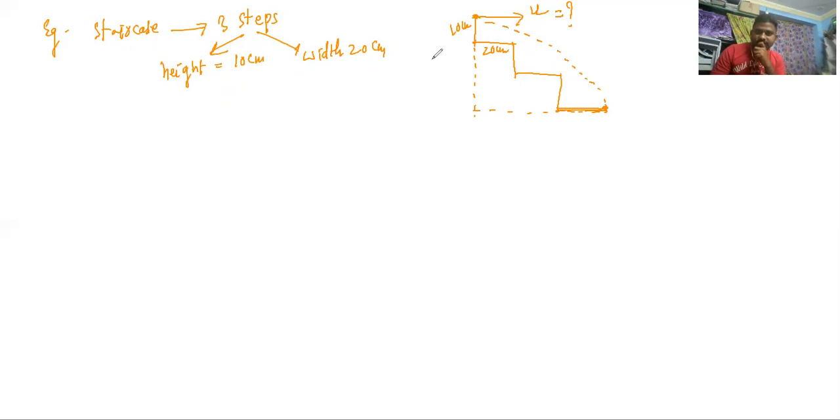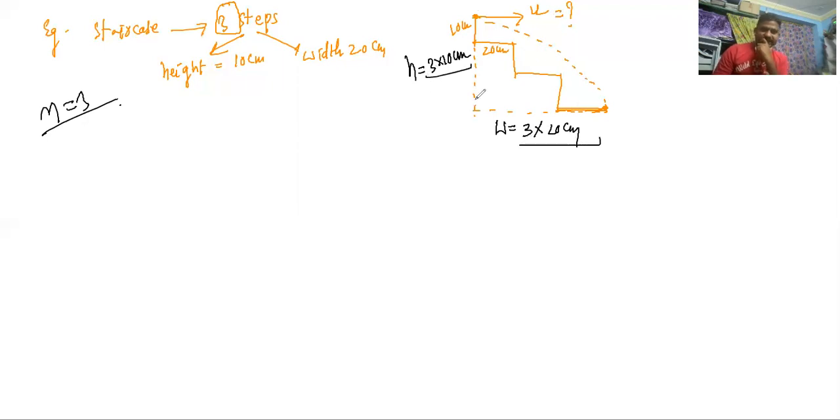Right? So this is n. How many steps here? The number of steps is 3. So the total height is equal to 3 into 10 centimeters. All right. So total width is equal to 3 into 20 centimeters. So this is n into a. Now, you can also count here, 10 centimeters, another 10 centimeters, another 10 centimeters. So this is 20 centimeters, 20 centimeters, 20 centimeters. That means 3 times 20 centimeters.